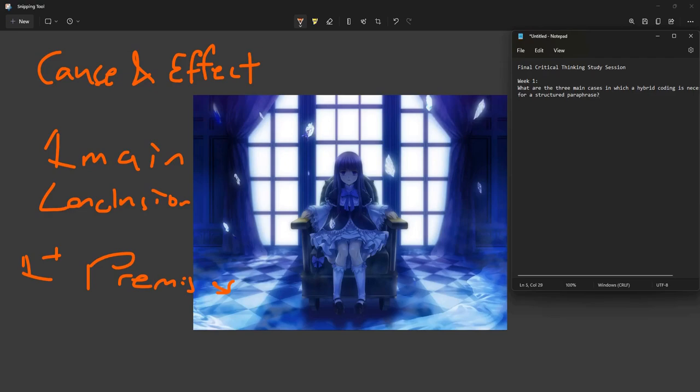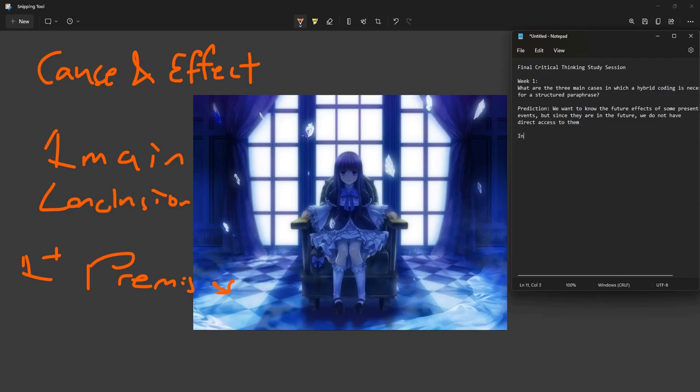Well, once we get to hybrid coding, we need three cases. And we already mentioned them earlier, believe it or not. So case one is prediction, which is we want to know the future effects of some present event, but since they are in the future, we do not have direct access to them.